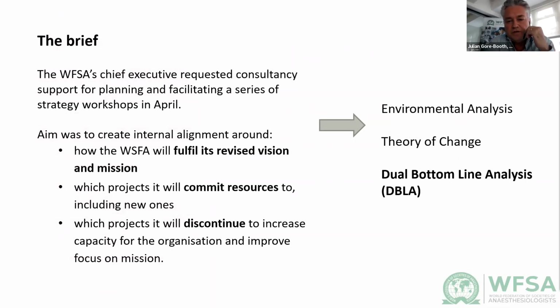So we got together with Jenny at NCVO, and this was the brief. We asked for support to facilitate a series of strategy workshops. We wanted to look again at how we would fulfill a revised vision and mission. And then we looked at how we would commit resources and which projects we would stop. So basically it's coming back to this word prioritization. And I would say that this conversation and this process would apply equally to you, whether you're working locally or nationally or even internationally, and really to any size of organization.